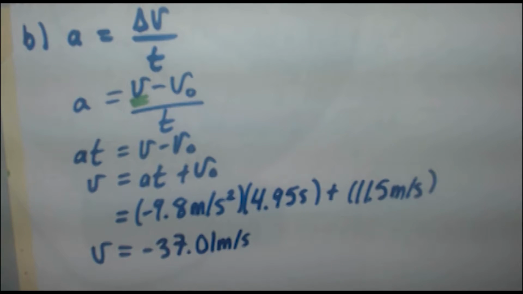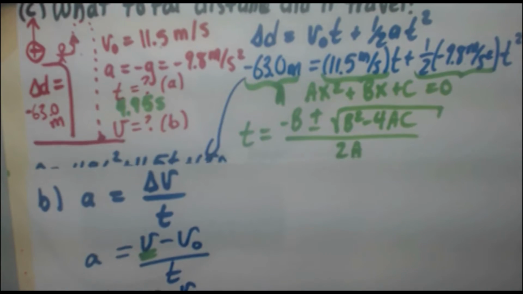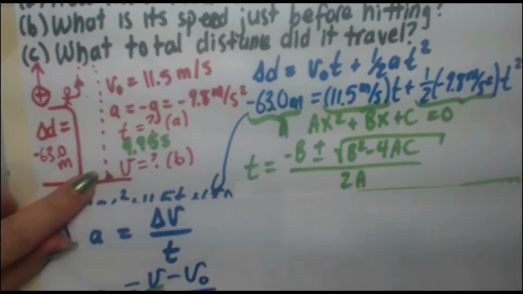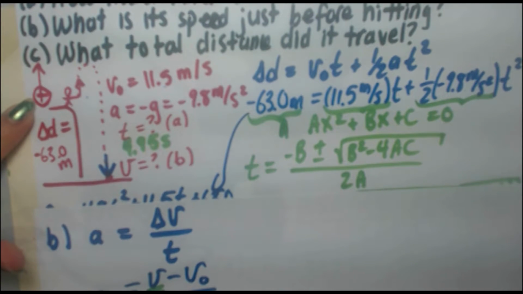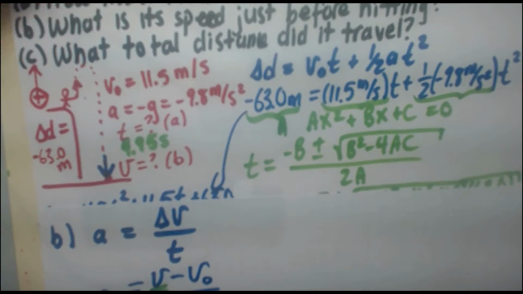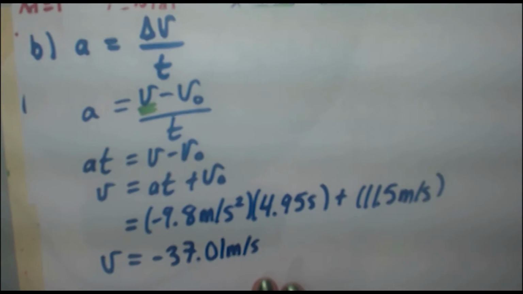Now hold on a second. Why am I getting a negative speed? Remember, we defined up to be positive. When it's going down, that means it's going in the opposite of the positively defined direction. So we should get a negative answer. If you don't, then you know you did something wrong. And that's what I mean by just stay consistent.